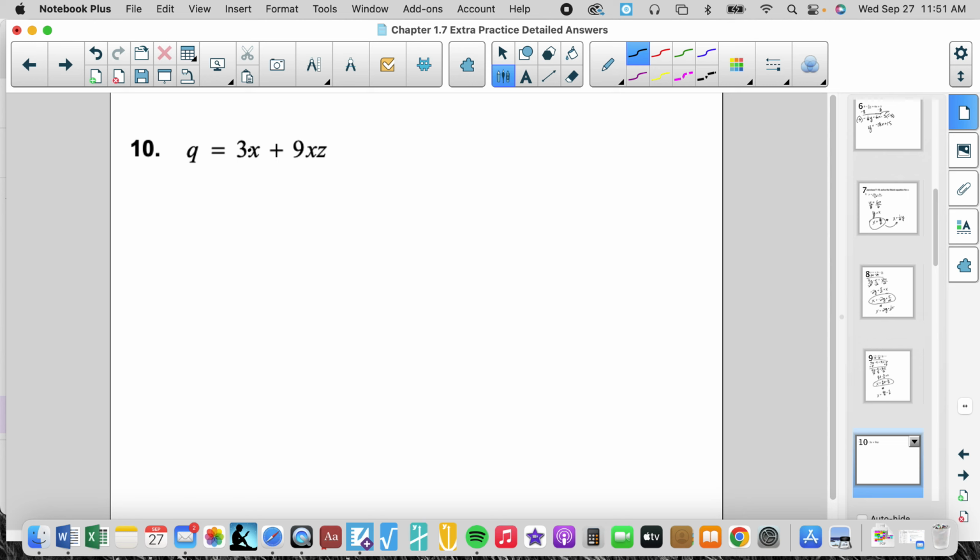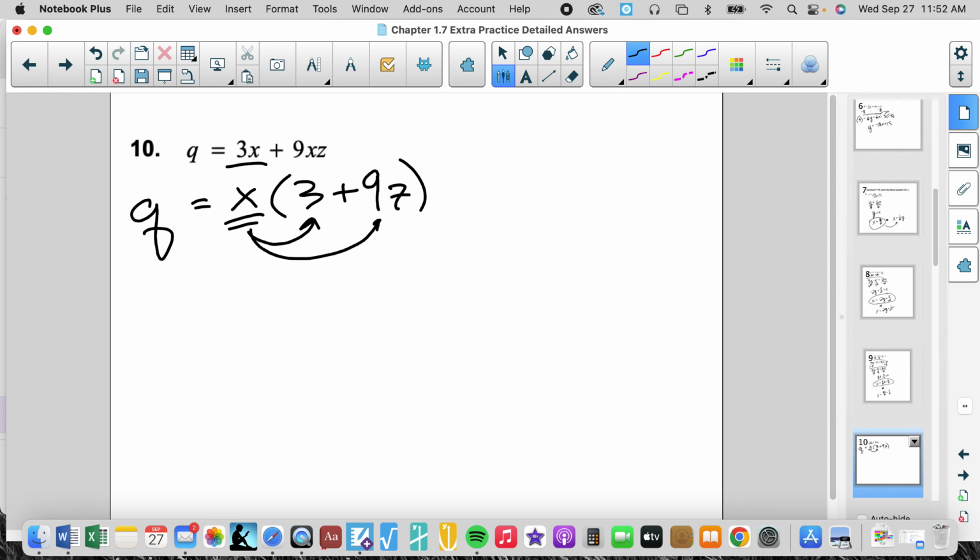But what I can do is factor out, since each of these has an x multiplying, I can factor out an x. If I take an x from 3x, that's 3. If I take an x from 9xz, that leaves me with 9z equals q. Now, see the niceness of this is I only have one x now. And we can check this, because this times this gives me this, this times this gives me this. That's what factoring is, a form of division. So we're dividing it, pulling it out, factoring it out. Now I have the x.